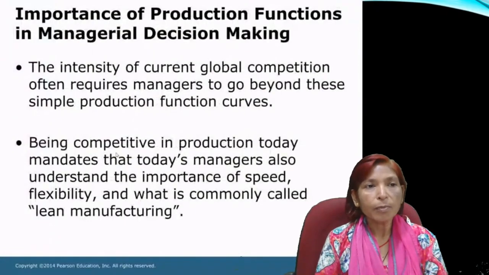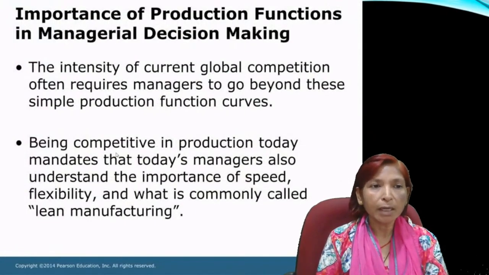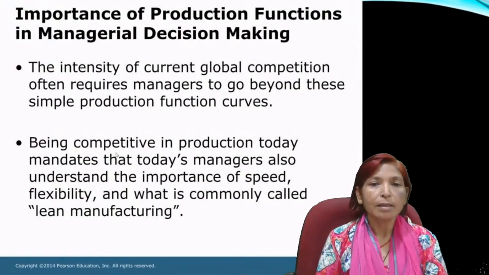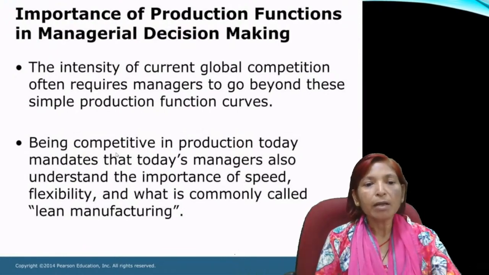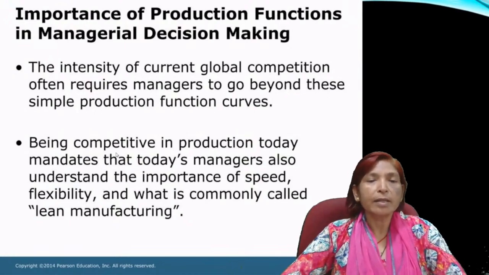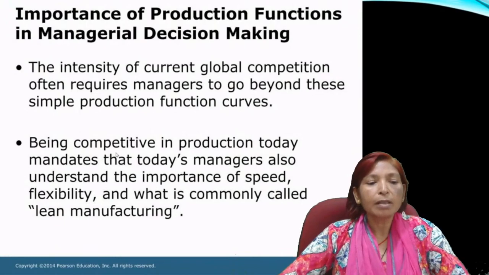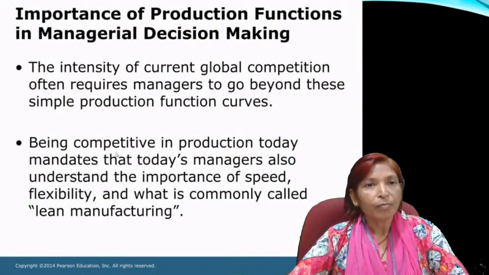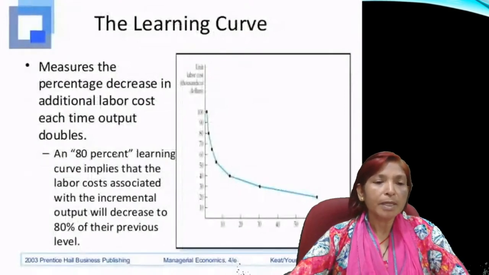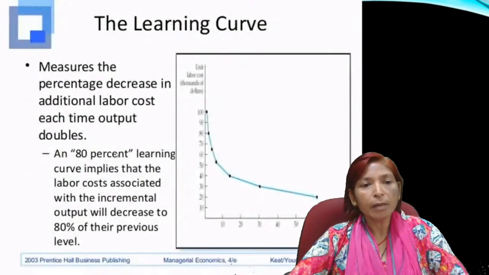Next is the importance of production function in managerial decision making. The intensity of current global competition often requires managers to go beyond the simple production function curve. Being competitive in production today mandates that today's manager also understand the importance of speed, flexibility, and what is commonly called lean manufacturing. This is the learning curve. The learning curve is always a downward sloping curve, which measures the percentage decrease in additional labor cost each time output doubles.